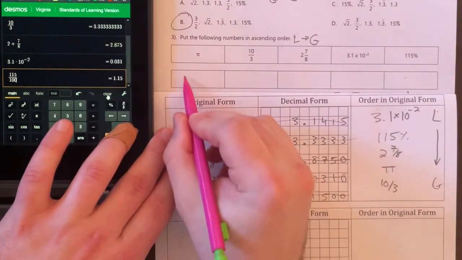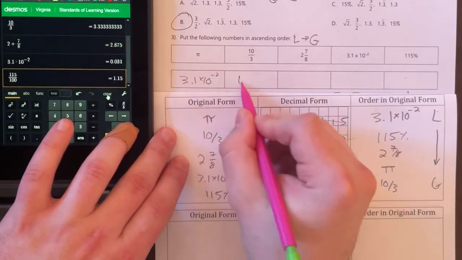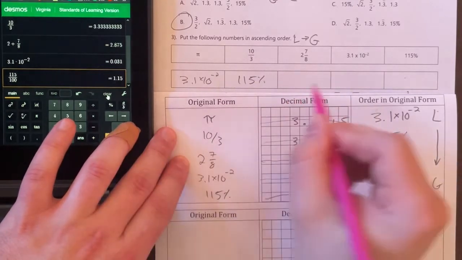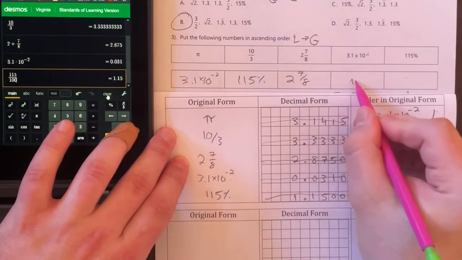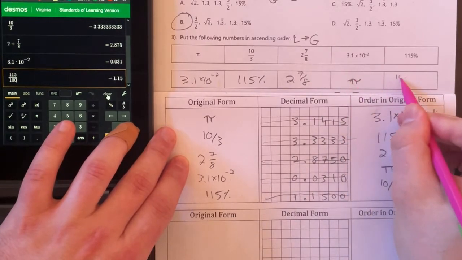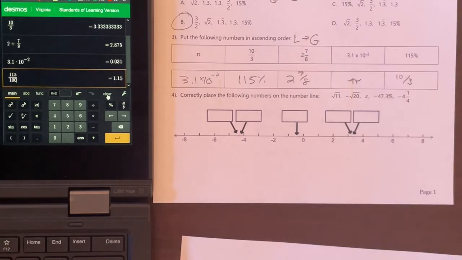So we had 3.1 times 10 to the -2. We had 115%. We have 2, 7/8. We have pi and 10/3. Excellent. All right. So now, let's see.